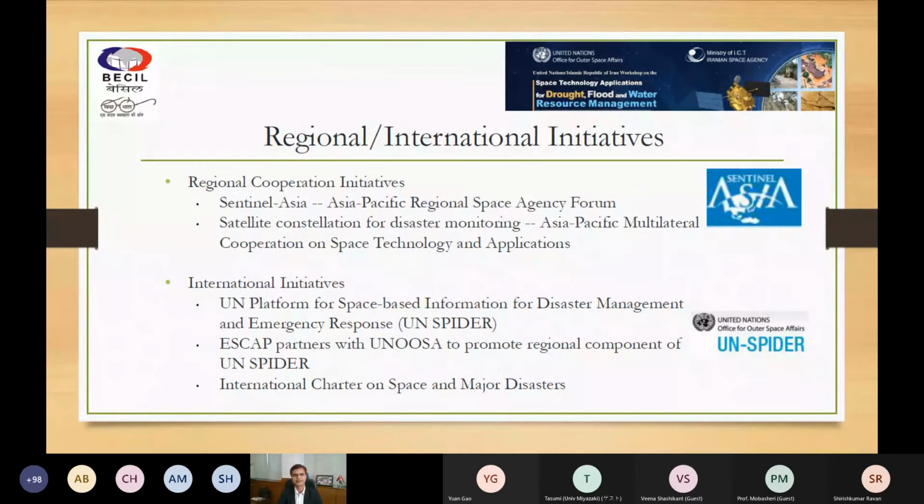Regional and international initiatives: we are talking in context of the Indian regional cooperation initiatives, such as the Asia Pacific Regional Space Agency Forum, then the Satellite Constellation for Disaster Monitoring. Then the international initiatives, basically the UN platform for Space-Based Information for Disaster Management, UN-SPIDER, ESCAP, and the International Charter on Space and Major Disasters. This is something at the global, macro level where international organizations are collaborating with the Indian space system.